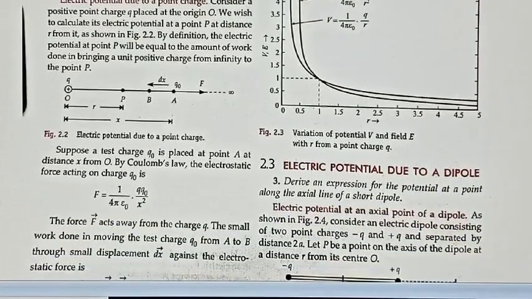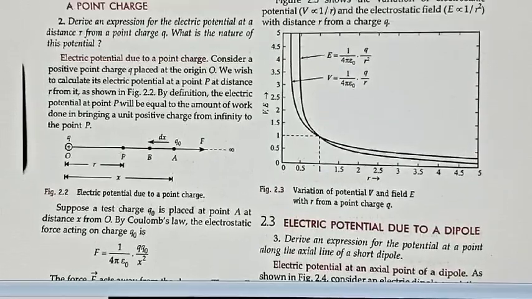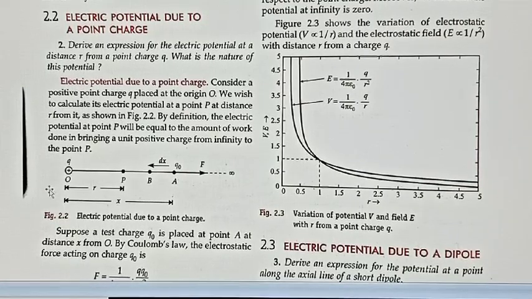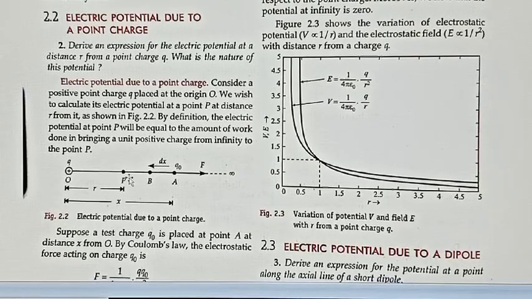So how to calculate electric potential due to a point charge? You see this is the source charge Q, and we are trying to find the potential at P, which is at a distance r from the source charge. What we have to do is bring one unit positive charge from infinity to that point P.